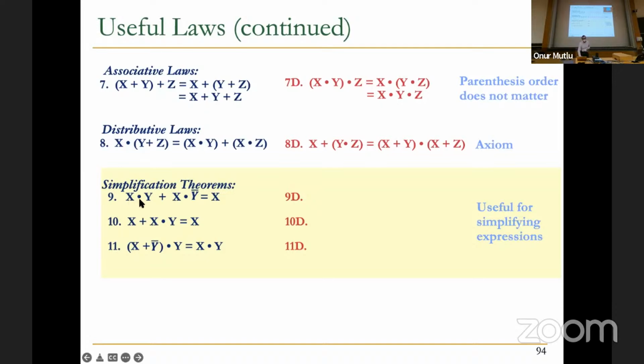For example, x and y or x and y bar is equal to x. What do you do? You basically distribute x over y or y bar, and y or y bar is 1. As a result, x and 1 is x. Makes sense, right? And you can also do something similar over here and convince yourself that x or (x and y) is equal to x. This is actually very interesting. It happens a lot in circuits. And you can also convince yourself that this is true, which I'm not going to go into.